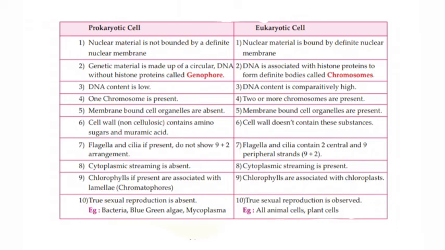In prokaryotic cells, chlorophylls, if present, are associated with lamellae, which are called chromatophores. But in eukaryotic cells, chlorophylls are associated with chloroplasts. In prokaryotic cells, true sexual reproduction is absent. Example: bacteria, blue-green algae, mycoplasma. But in eukaryotic cells, true sexual reproduction is observed. Example: all animal cells and plant cells. Let's check this table carefully to know the differences between prokaryotic cells and eukaryotic cells.